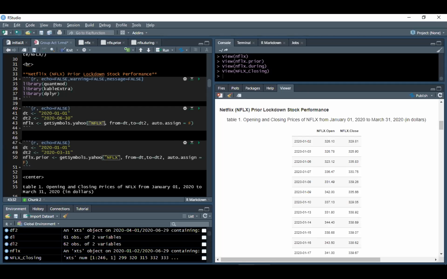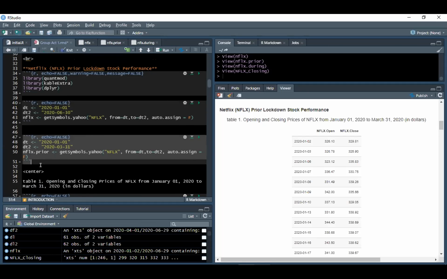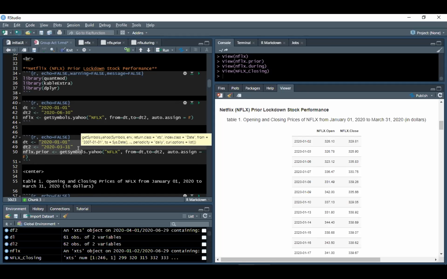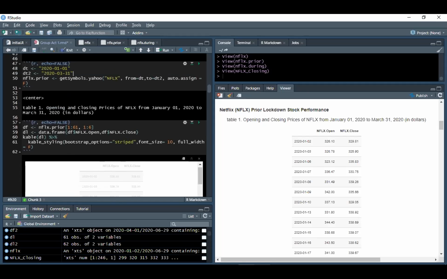And then the next code chunk that we'll see here is the first part of the report, which is the prior lockdown stock performance, so that it's easier to divide the data, because this one is a combination of both the periods that we are looking into. This refers to the prior period, which is the quarter before lockdown, January to March 31, 2020. And it's just the same here. And then this is the table wherein we use the package kableExtra.